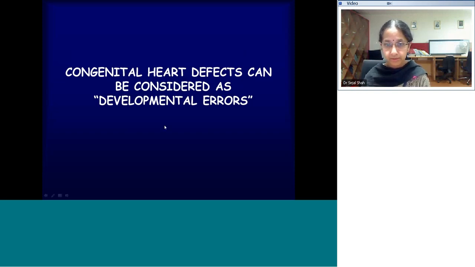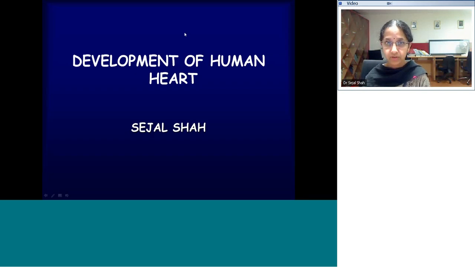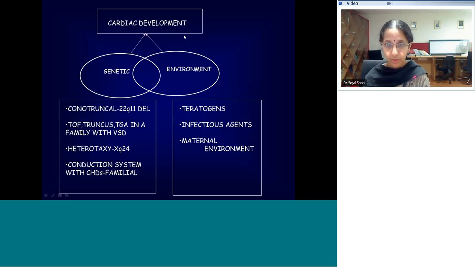Why is it important to understand the development of the heart? Because all the congenital heart diseases which we are going to deal with in the future are basically developmental errors, and these errors happen either because of a change in the genetic makeup or because of change in the environment.